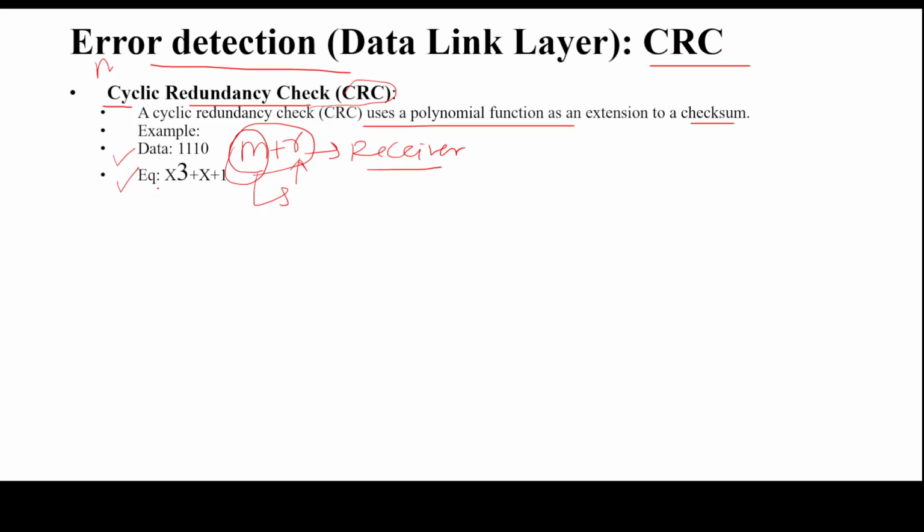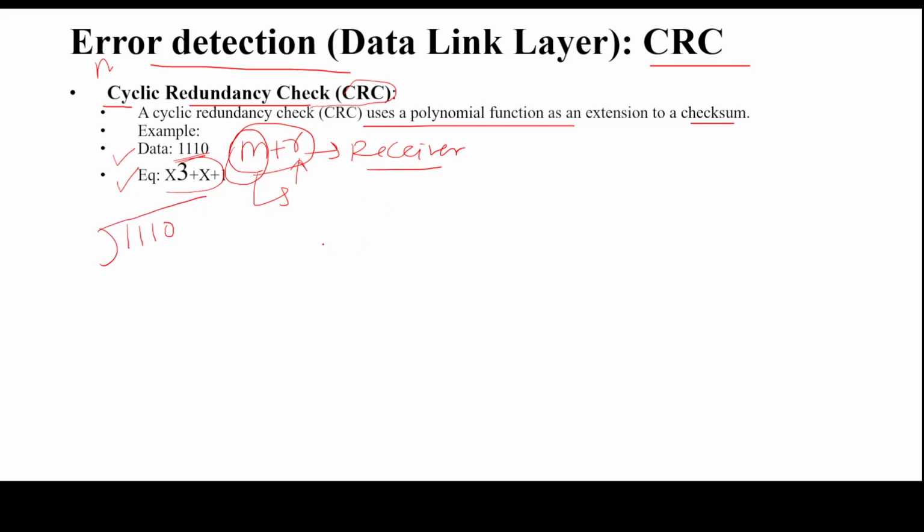Okay, so see here, one example is given along with the data and the polynomial equation. Sometimes in a question you will get the data directly in binary format, and sometimes it is given in polynomial format. So whatever data or equation is there, we have to first convert into binary format. But here in our case, our data is already in binary format, that is the dividend.